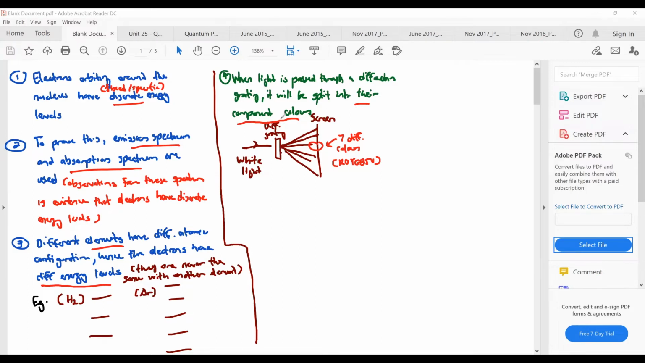Now, if you want to produce an emission spectrum, you need to use a gas discharge tube. What we mean by this is this. To produce emission spectrum, a gas discharge tube containing one element is used. Okay, to produce emission spectrum, gas discharge tube, containing one element is used. What is a gas discharge tube? It looks like this.